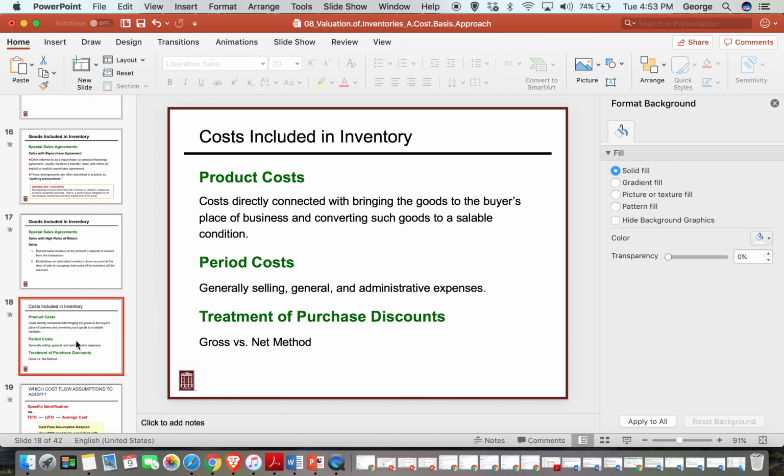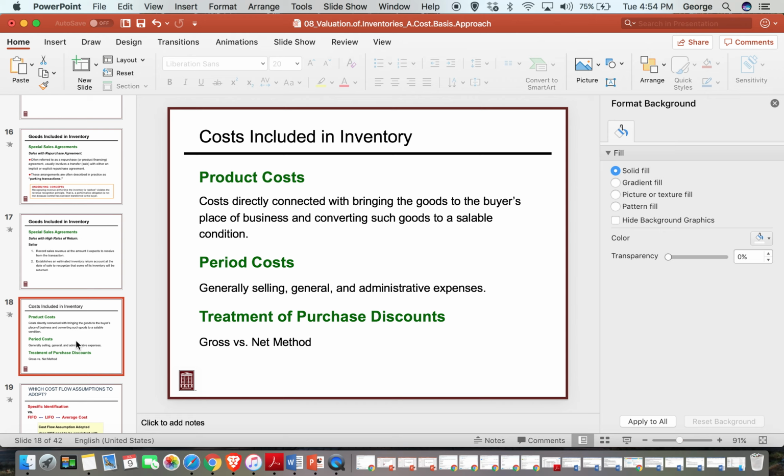All right, costs included in inventory, product costs. Those are costs directly connected with bringing the goods to the buyer's place of business and converting such goods to a saleable condition. So if you're buying merchandise to sell, it would be the cost of the merchandise, plus any costs you had to incur to promote the item or to package it a little bit differently. Those costs would also be included as product costs. Period costs are not included in inventory, and those are generally selling, general, and administrative expenses.